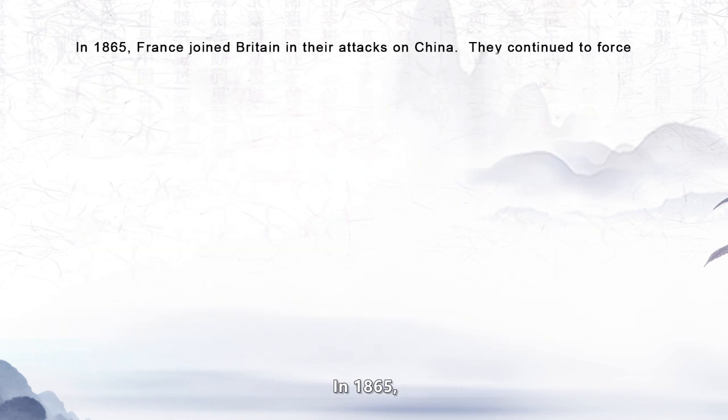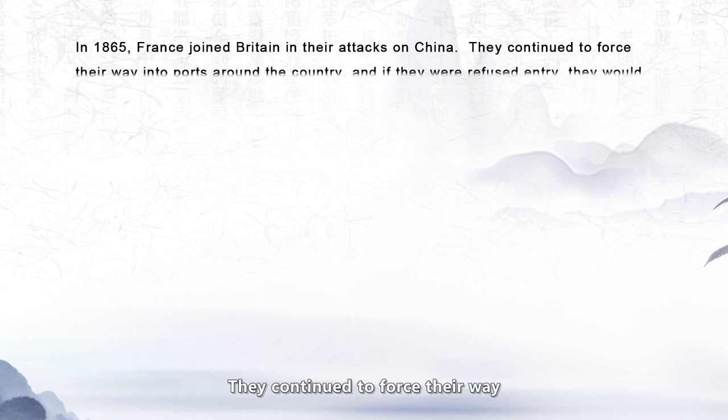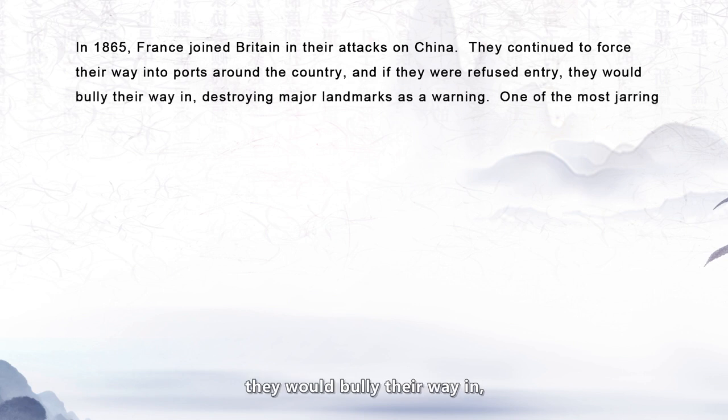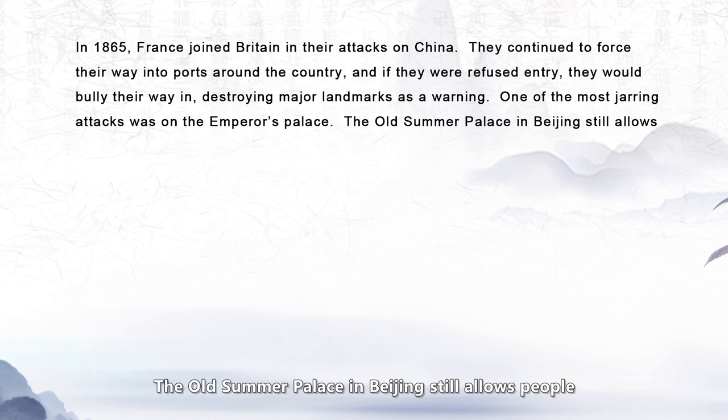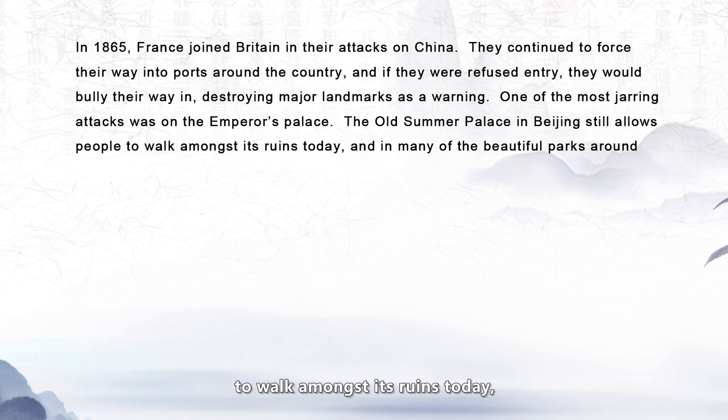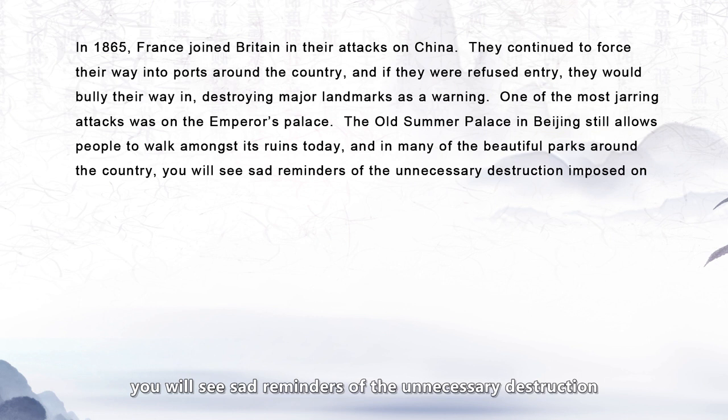How rude! In 1865, France joined Britain in their attacks on China. They continued to force their way into ports around the country, and if they were refused entry, they would bully their way in, destroying major landmarks as a warning. One of the most jarring attacks was on the Emperor's Palace. The old summer palace in Beijing still allows people to walk amongst its ruins today. And in many of the beautiful parks around the country, you will see sad reminders of the unnecessary destruction imposed on the Chinese people.